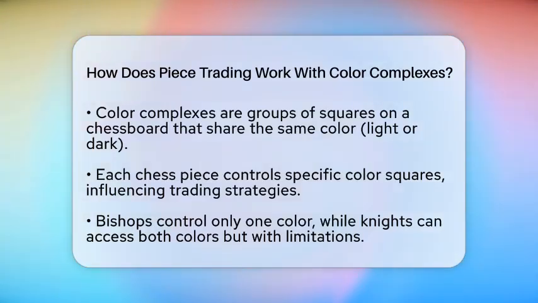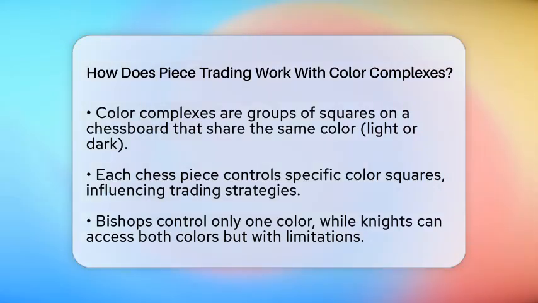Each piece on the board controls squares of specific colors, which can impact your decisions during trades. For instance, bishops control only one color, while knights can access both colors but in a limited way. When you think about trading pieces, it is not just about their point value. A bishop is worth 3 points, just like a knight.